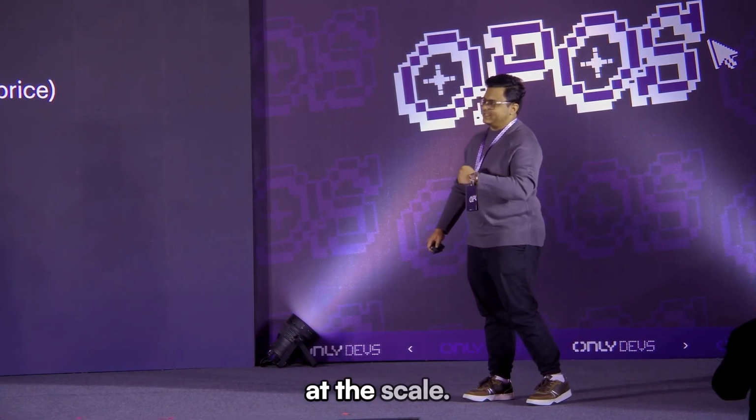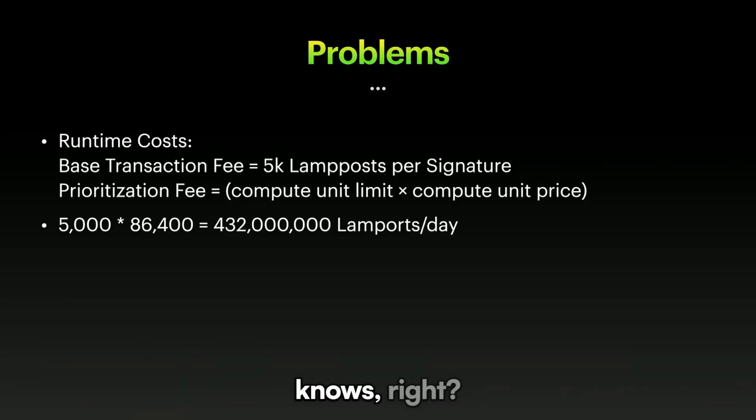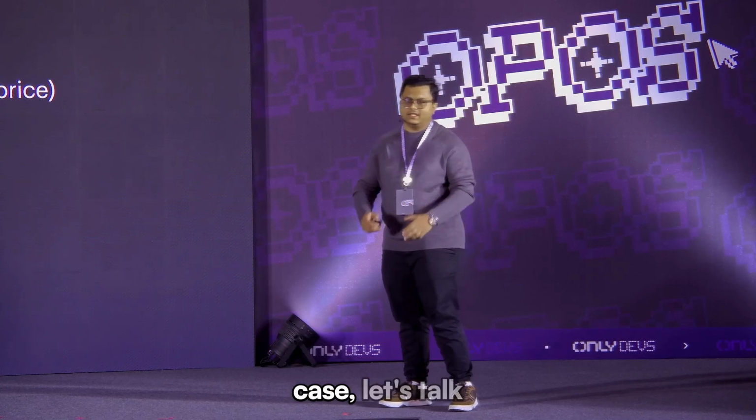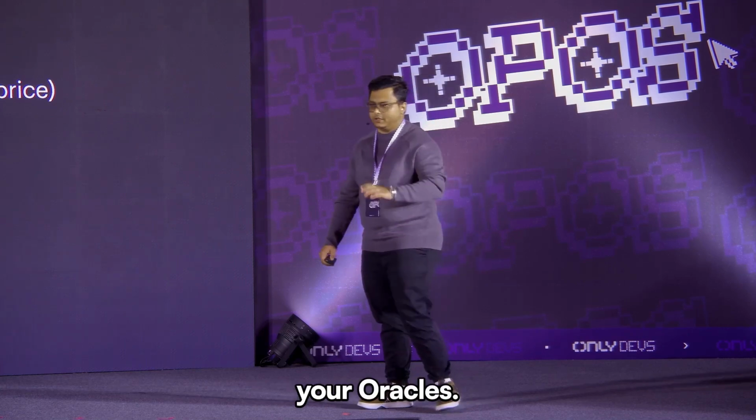Now let's look at the scale. This is something that everyone knows, right? Talking of scale, let's say you've got to do an Oracle update, which is the most common operation in DeFi, and then you've got to do it at least once per second. From a broader perspective, going to milliseconds and microseconds would be great, but just for a simple case, let's talk about one transaction per second that updates your oracles, all right?